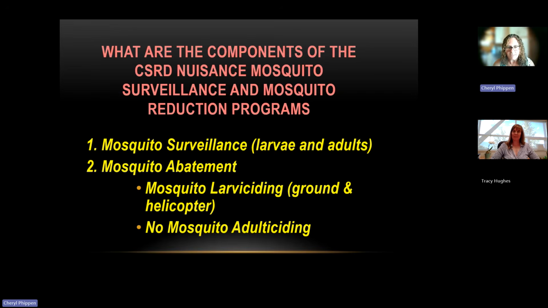The entire program for the CSRD and actually everywhere in the province, all the programs are aimed at treating mosquitoes in their larval stage. And treatments are made by ground or helicopter. And there are no current programs that do any kind of mosquito adulticiding. So using fogs or any kind of chemicals to treat the adults.